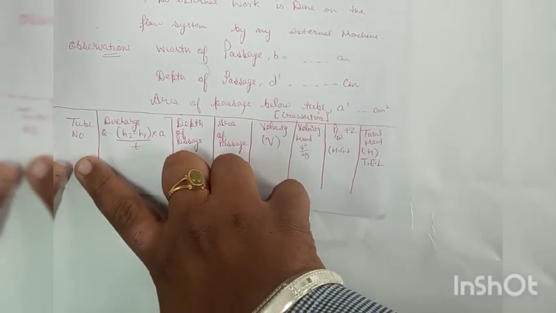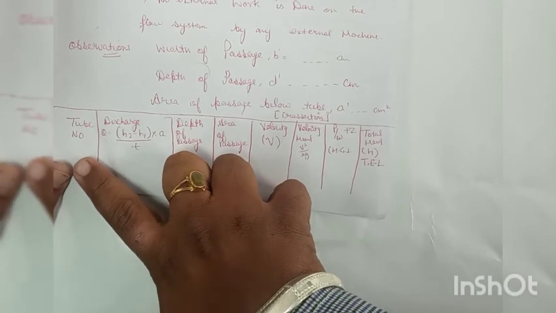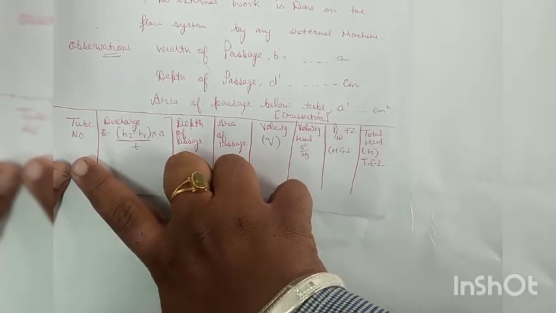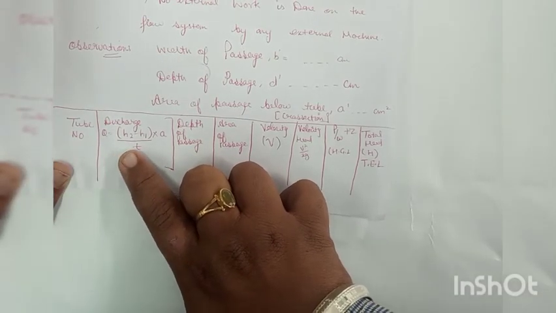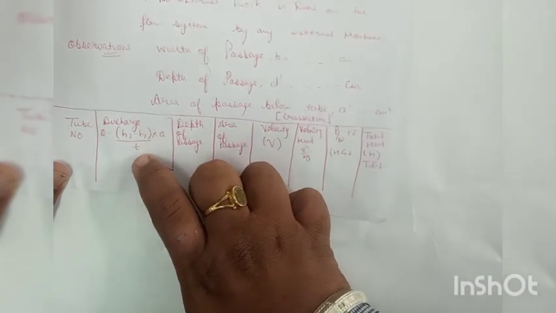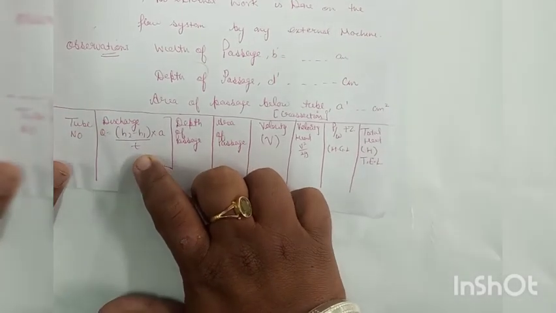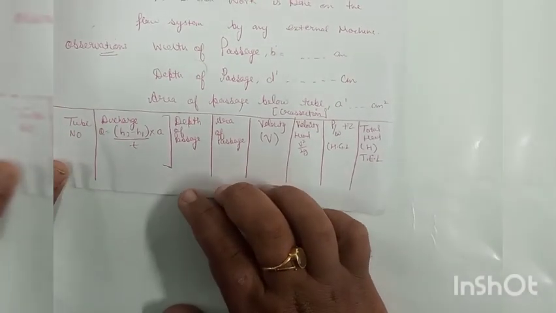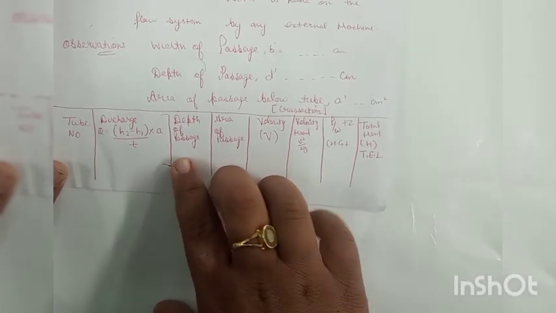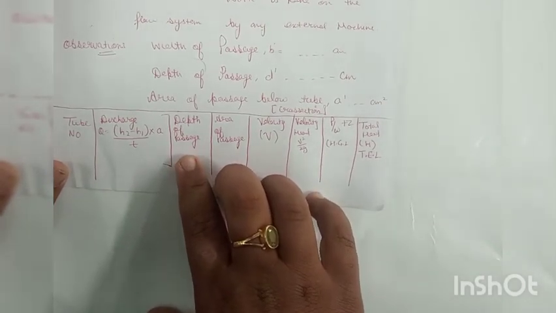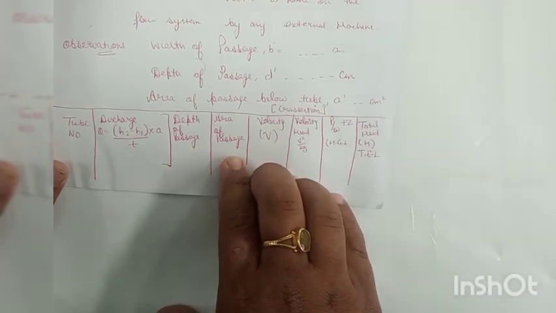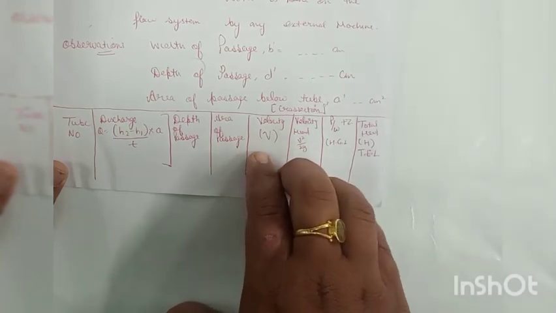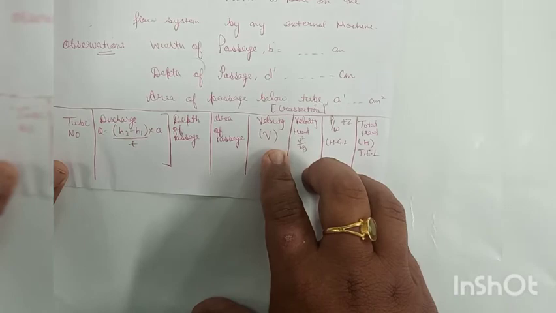First is the tube number, meaning the piezometric number, meaning from which tube you calculate the piezometric head. And second, we calculate the discharge equal to the difference of head, H2 minus H1, into area of cross section divided by time, and time is the time in which our tank is filled with water. Third, depth of the passage, meaning the depth of the channel in which our fluid is flowing. And area of passage, which we already calculated. And velocity is equal to discharge by area.